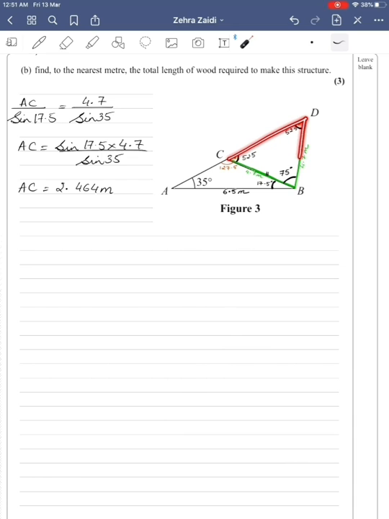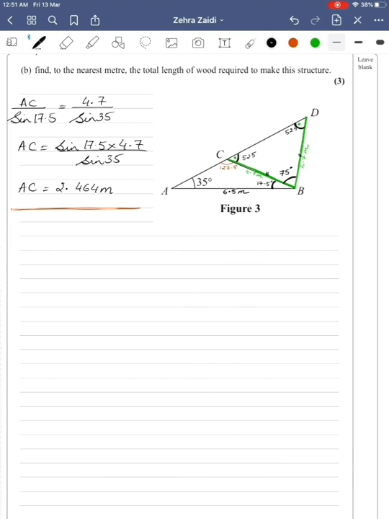Alright, so we look at this triangle CDB. We need to find the length CD and we are given the angle opposite to it. Alright, also we are given this side and we are given the angle opposite to it. Again, this is a clear indication that we can use sine rule to find the missing length. Alright, so let's write the sine rule to find the missing length.